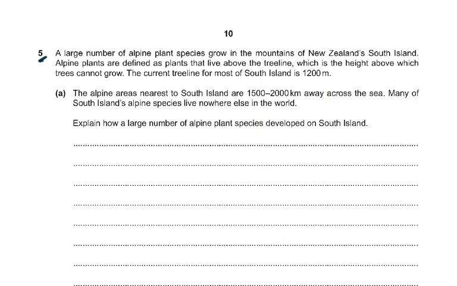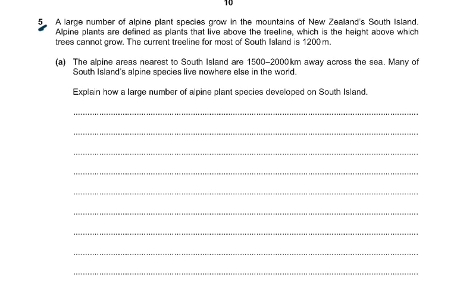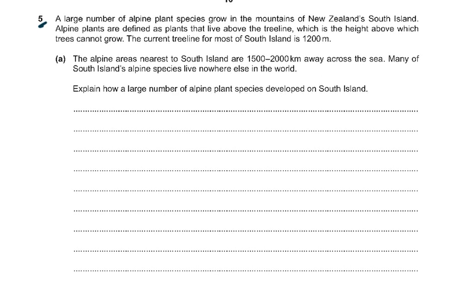Now, coming to question number 5. A large number of alpine plant species grow in the mountains of New Zealand, South Island. Alpine plants are defined as plants that live above the tree line, like we see a lot of alpine plants in Murree when we go in Pakistan, which is the height above which trees cannot grow. The current tree line for most of the South Island is 1200 meters. The alpine areas nearest to South Island are 1500 to 2000 kilometers away across the sea. Many of the South Island's alpine species live nowhere else in the world. Explain how a large number of alpine plant species developed on South Island.